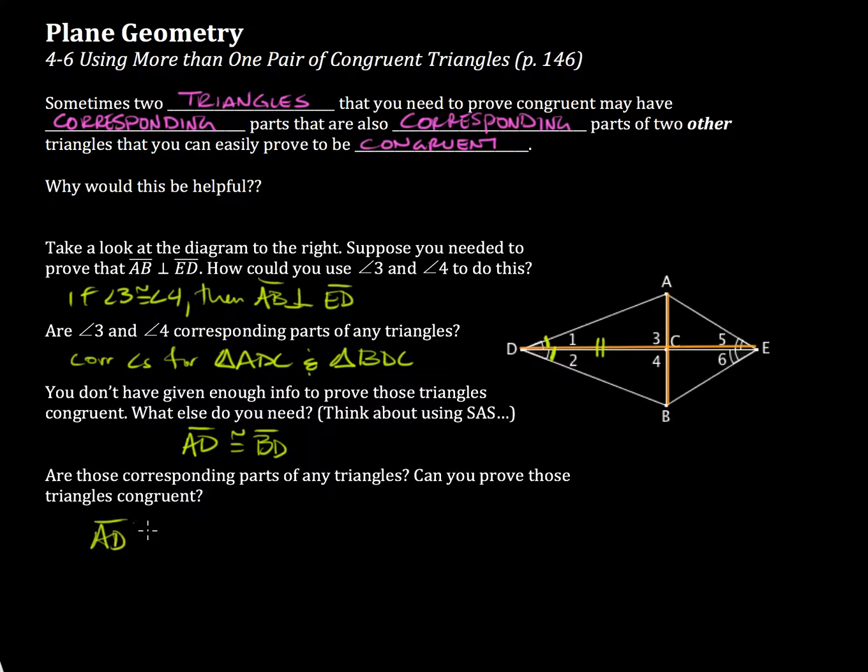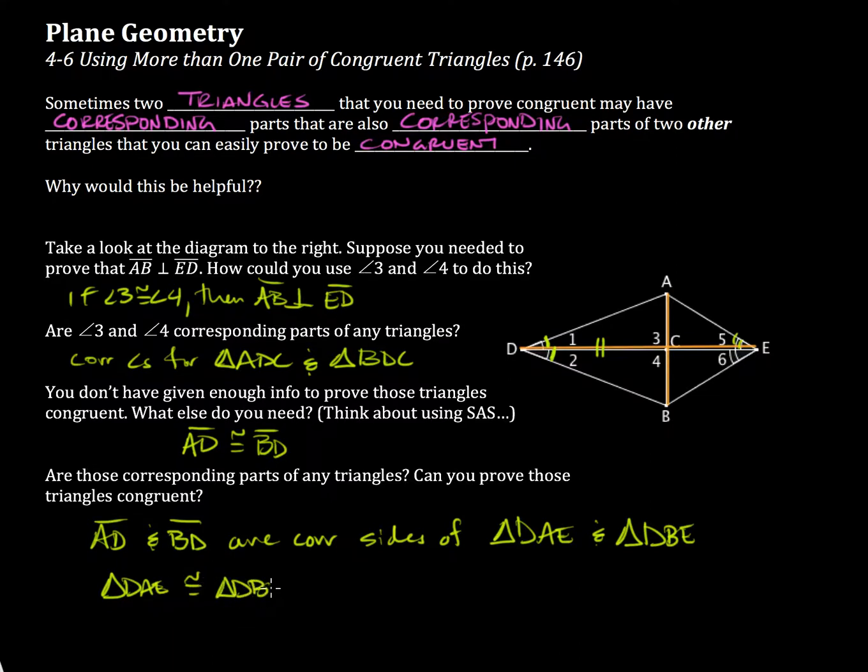AD and BD are corresponding sides of triangles DAE and DBE. Okay, see that? DAE and DBE both use these two sides as corresponding parts. Can I prove that those triangles are congruent? I can, because look, I have angle 5 congruent to angle 6. Triangle DAE is going to be congruent to triangle DBE because angle 5 is congruent to angle 6, so that's one pair of angles. Angle 1 is congruent to angle 2, that's another pair of angles. And they share segment DE, so it's congruent to itself. That's the included side between those two angles. So therefore, angle, side, angle can be used to prove that those two triangles are congruent.